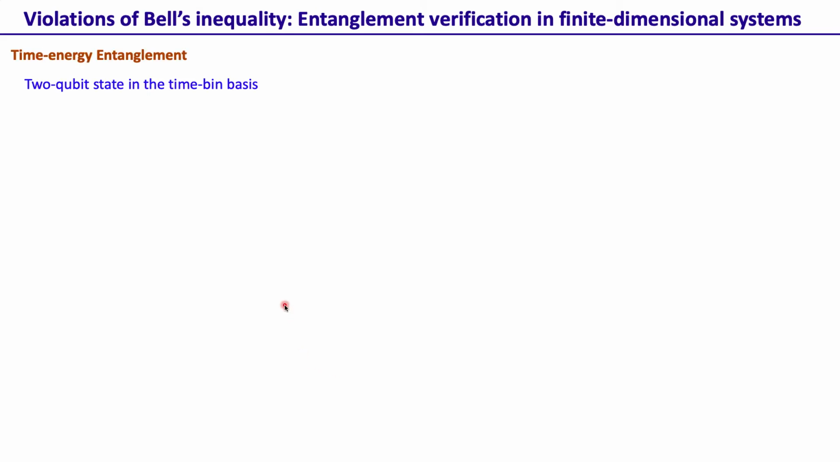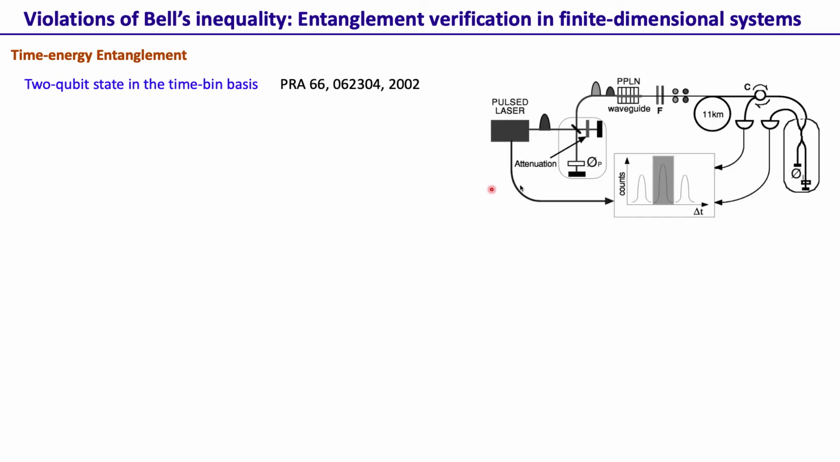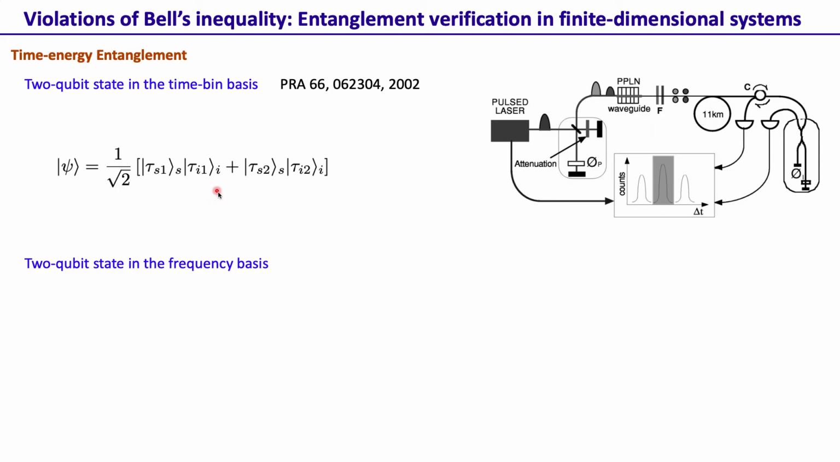We can also have the violation of Bell inequality and 2 qubit state generation in the time energy basis. Again, I will not go through the details of this. This was an experiment done in 2002, and one can show using this setup that one can indeed make a 2 qubit state in the time energy basis, and any Bell inequality violation done with this kind of state verifies time energy entanglement.